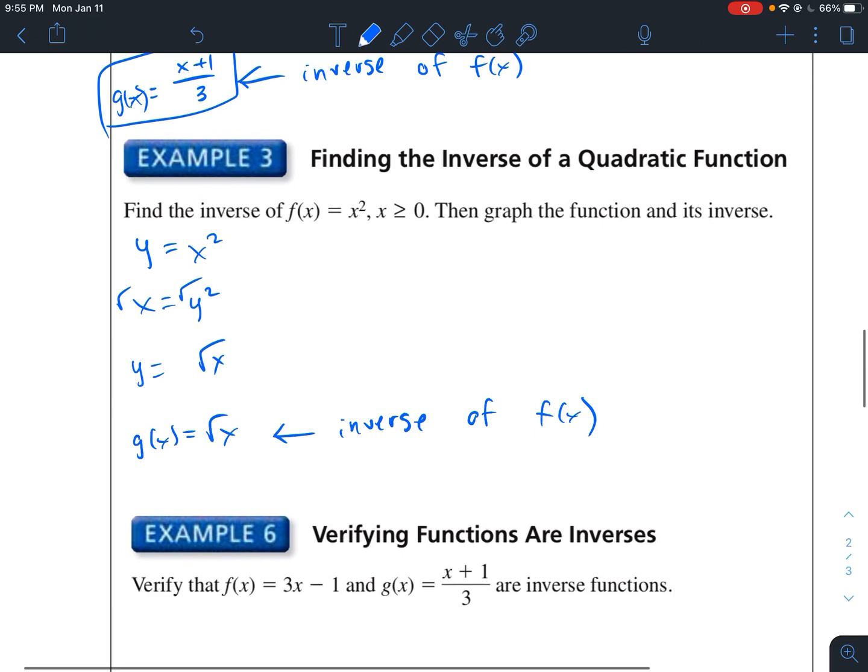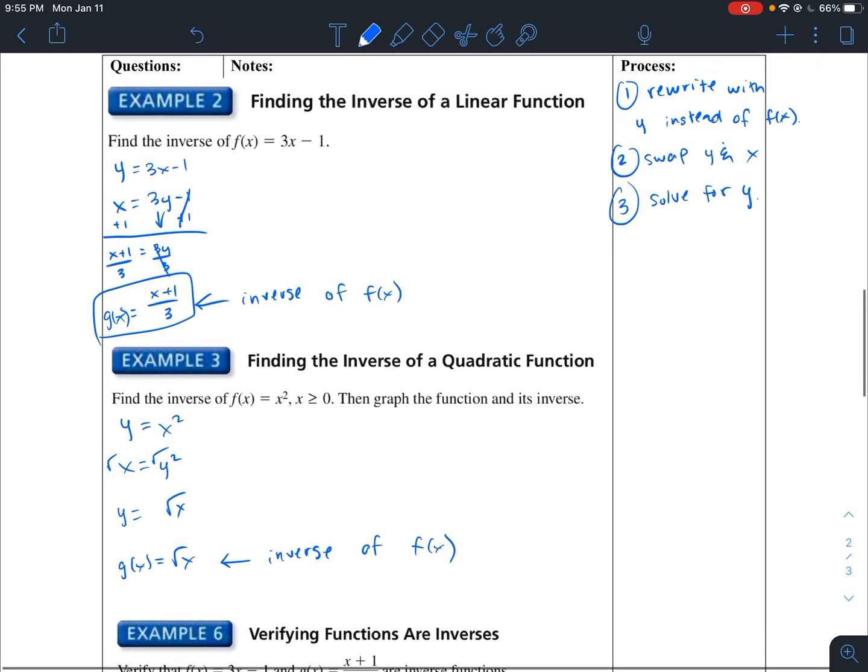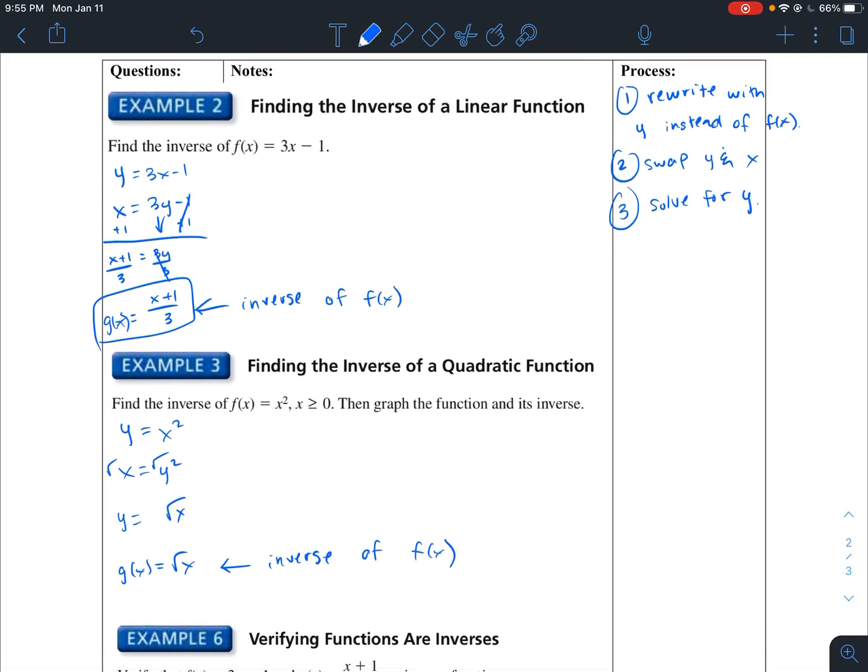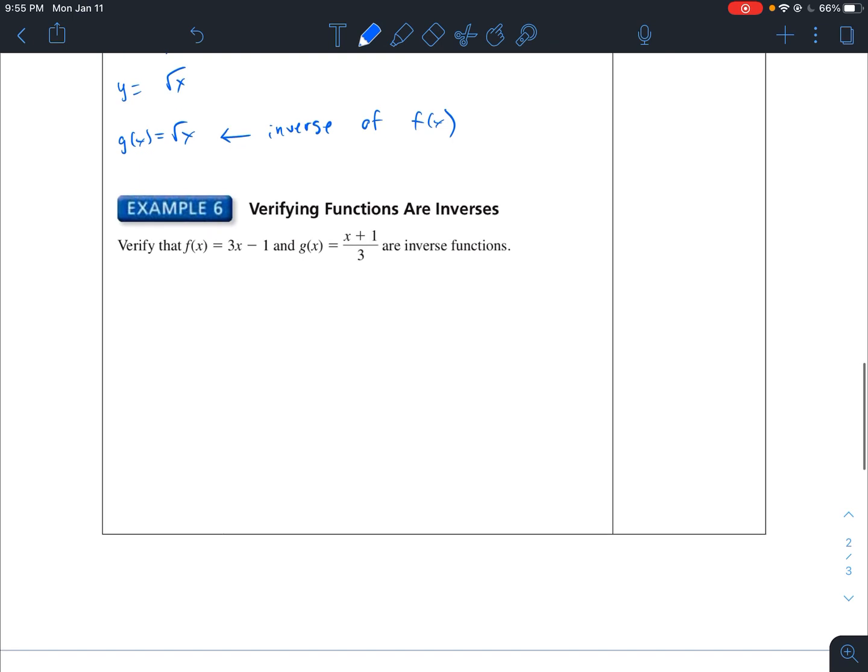Now, I feel like that's really straightforward and simple. Just need to follow these steps whenever you're solving for inverses, is to rewrite with y instead of f of x, swap the locations of y and x, and solve for y, and that's how you get an inverse function.